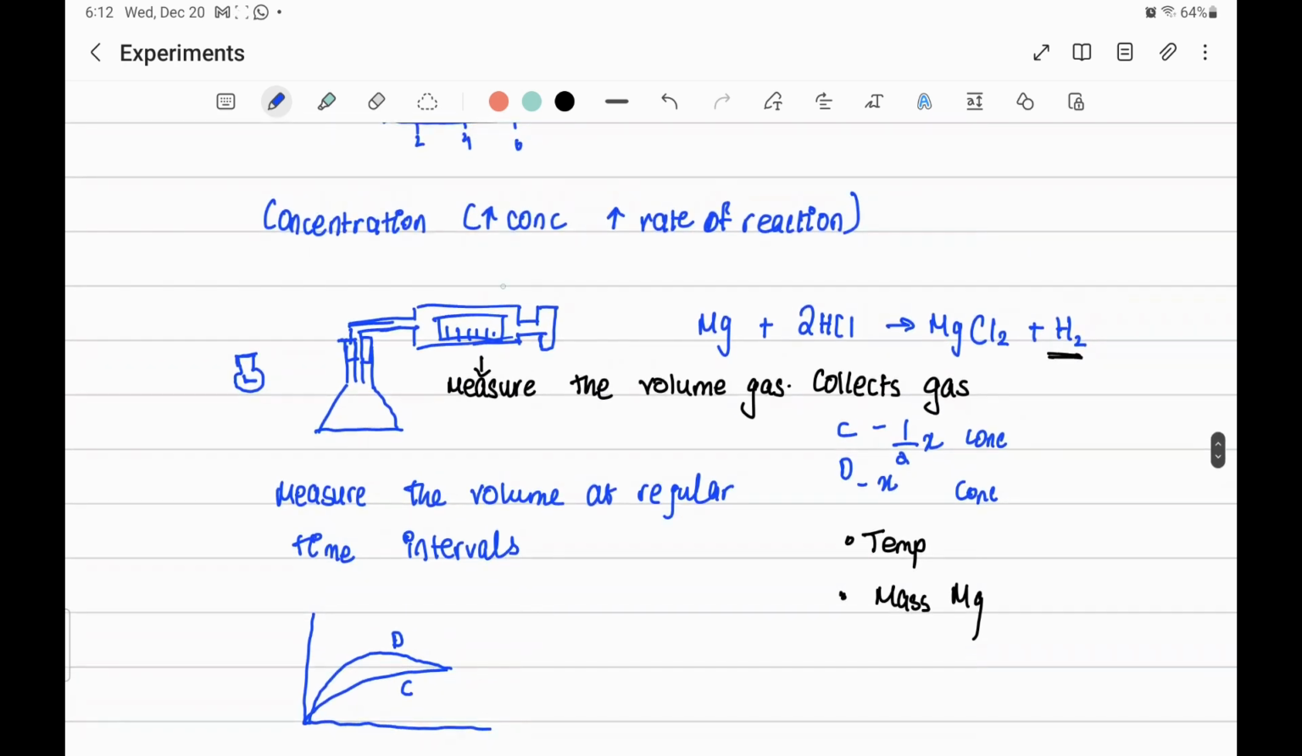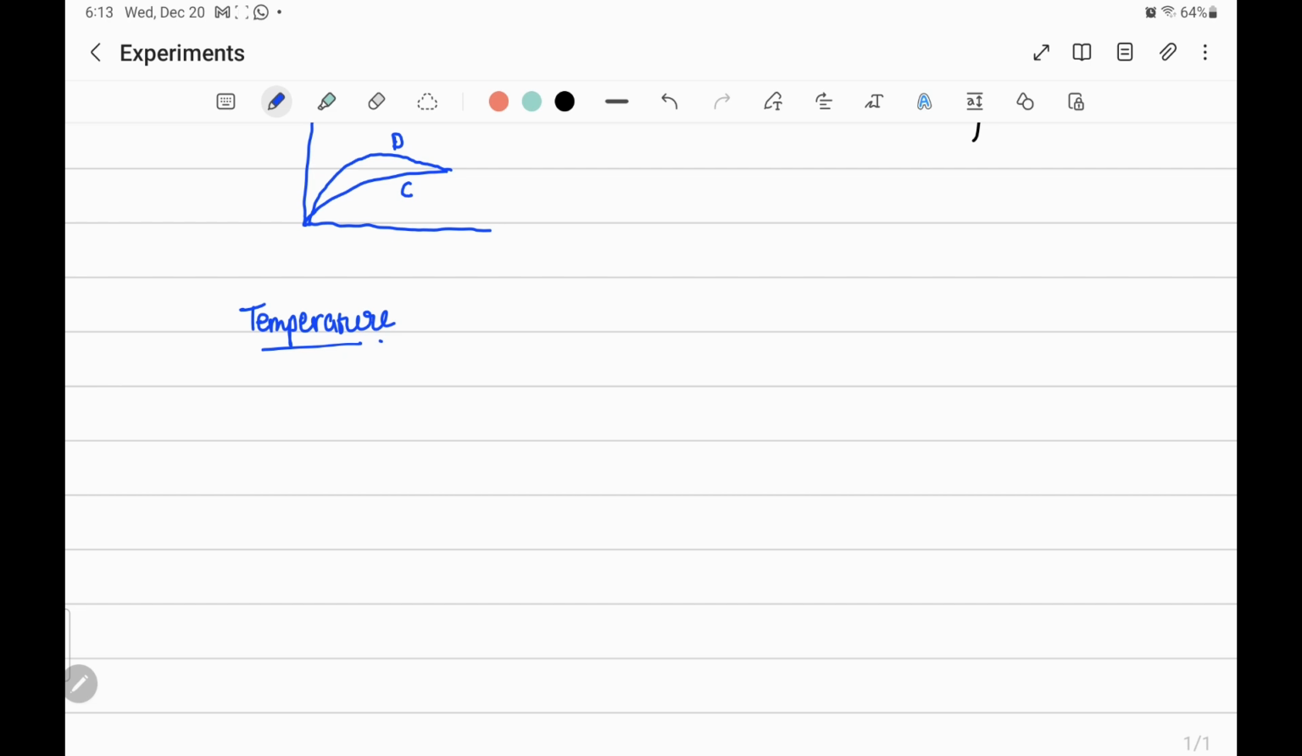Now, why would you use a gas syringe? Because it's more accurate. And why the bung? Because it prevents gas from escaping. We do not want the gas to escape. We don't want it to go here or here. We want it to go straight into the gas syringe so we can measure the volume and therefore get our rate of reaction. Let's look at the experiment for temperature.